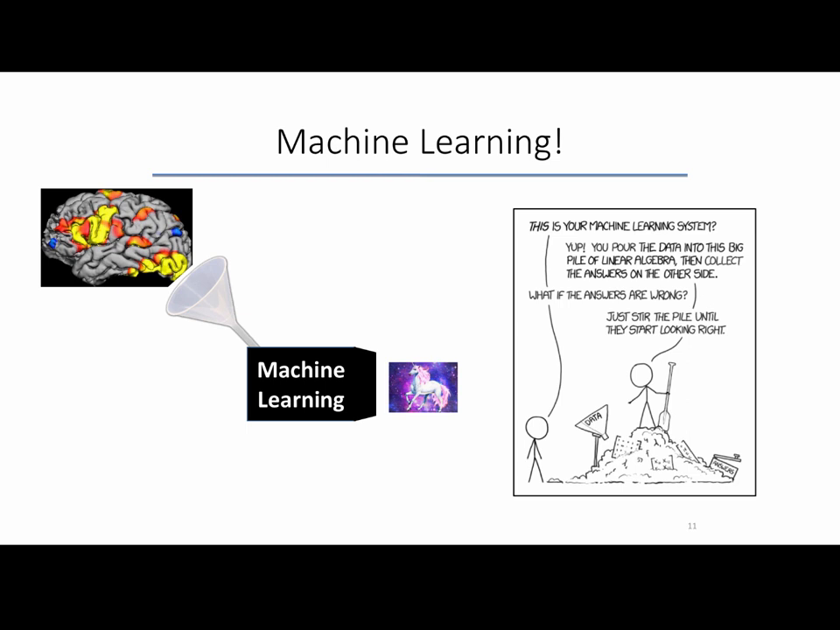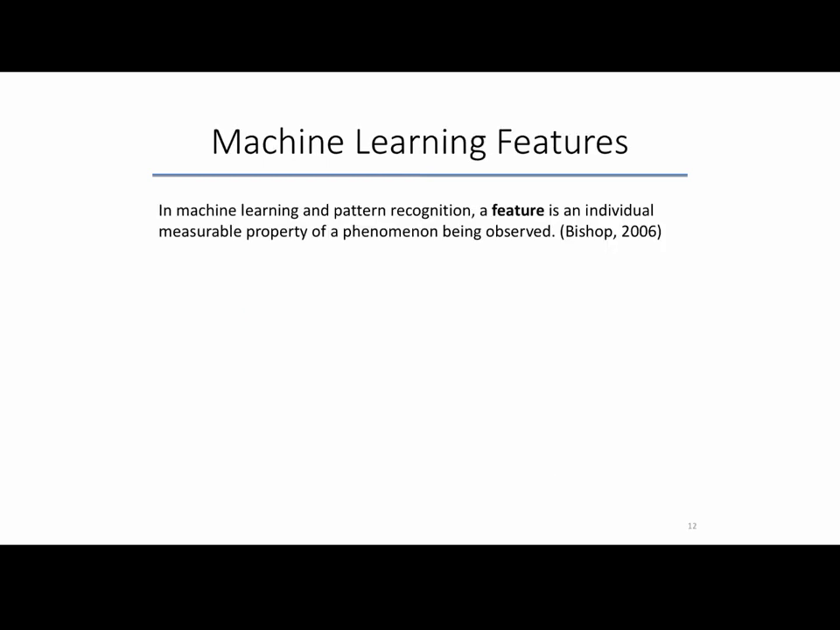Even if you want to use machine learning, you need to select your features. This is a combined effort between you and the data. So how many have heard of a machine learning feature before? Okay, has anyone not heard of a machine learning feature? Okay, I'll go very quick then.